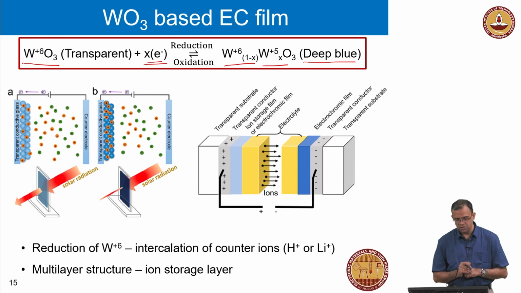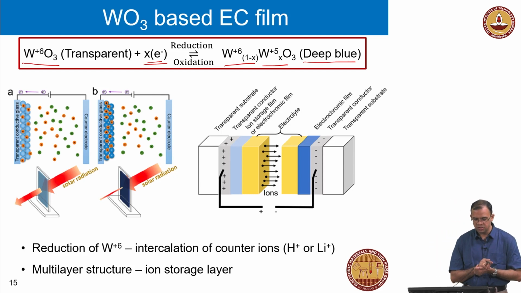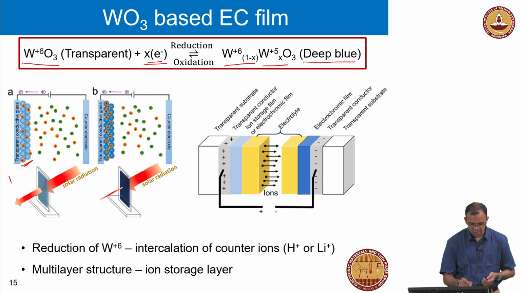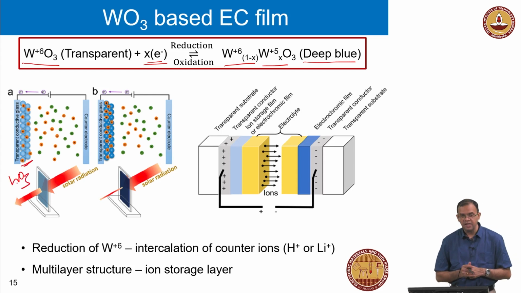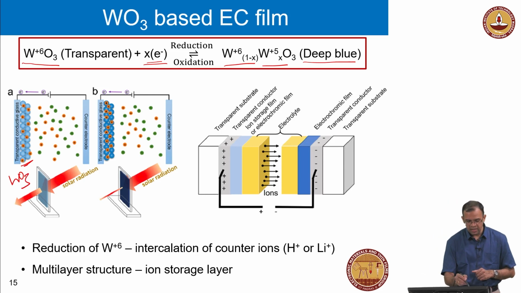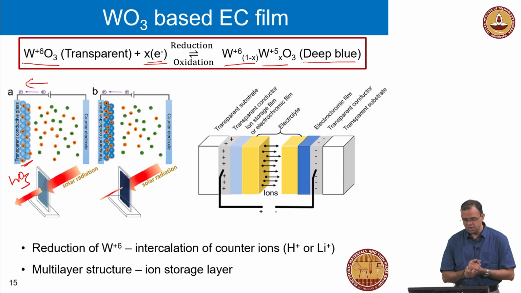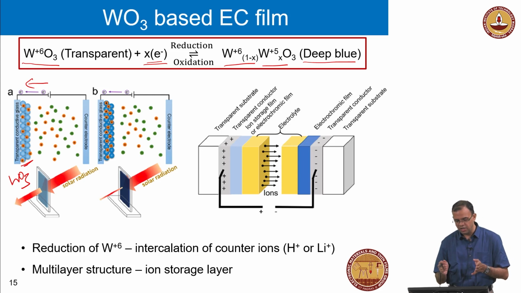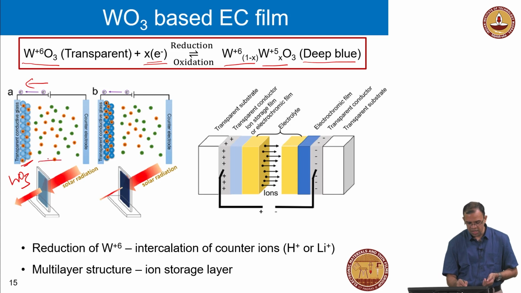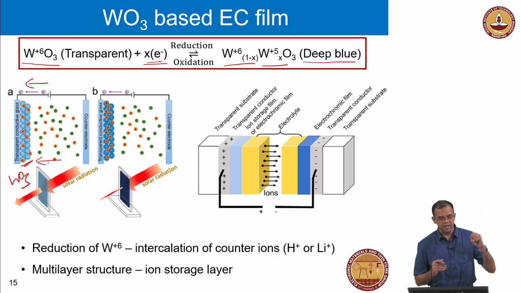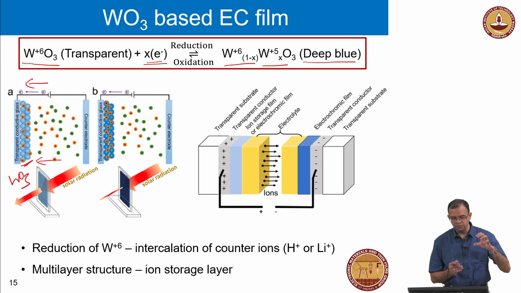Just to show you how such a device would look, this is a very simple schematic. I have a transparent conducting glass over which my tungsten oxide is deposited. This region is WO3, and when you apply a potential, electrons will travel in the external circuit and basically cause a reduction. Within the device itself, to balance charges, there are going to be a counter electrode and ions. So positively charged ions will also move and intercalate with the tungsten, and that would put it in the reduced state. And the reverse happens.